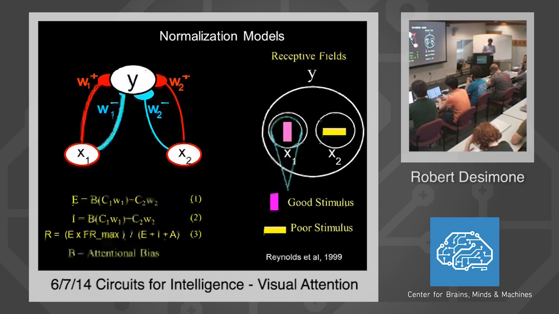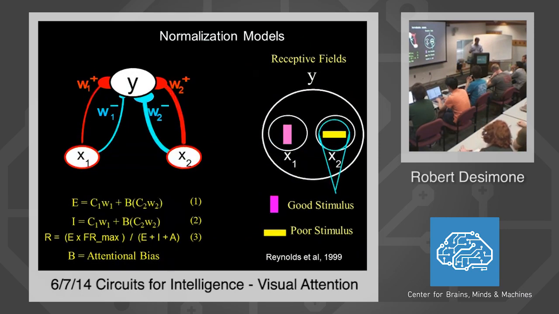And then in this model, the attention is simply modeled as an increase in the weights coming in from that attended stimulus. If you just increase the weights, then the neuron's response now becomes dominated by the inputs from that stimulus. And if it's a poor stimulus for the cell, that will drive the cell's response down. And if it's a good stimulus for the cell, it'll drive it back up to the rate you would have had had it been there by itself, depending on the strength of that attentional bias.